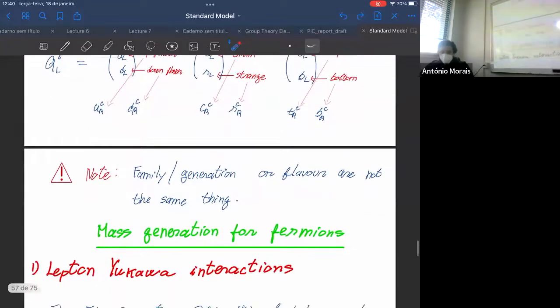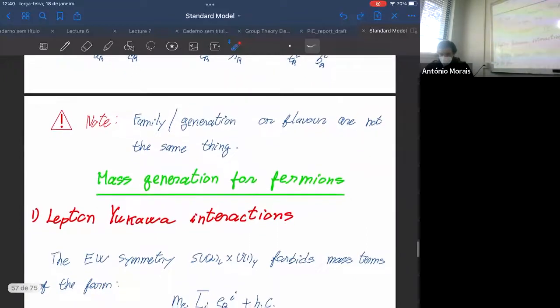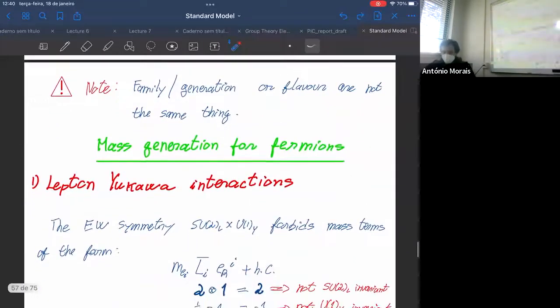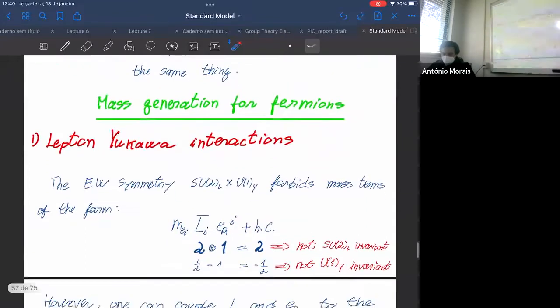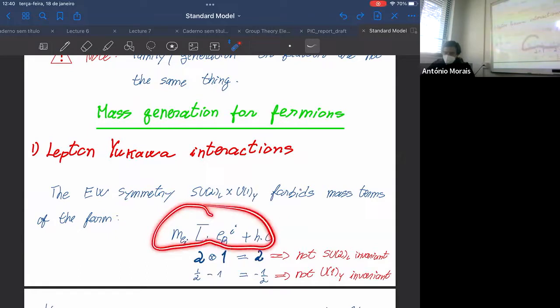Okay, mass generation for fermions. We have already mentioned a lot about this in the last minutes. So let's start with the lepton Yukawa interactions. If you say, I want to give masses to leptons, I want to introduce a mass term there in the Lagrangian. So let me put a Dirac mass term, written in terms of the Weyl, chiral projections. You write this Lagrangian term, and then you look into the electroweak symmetry.